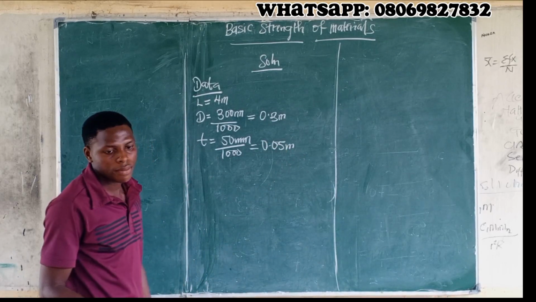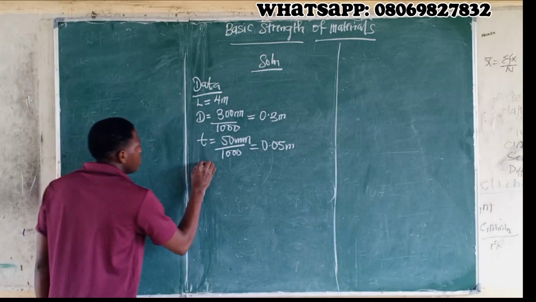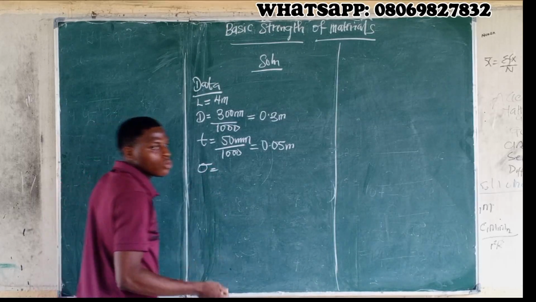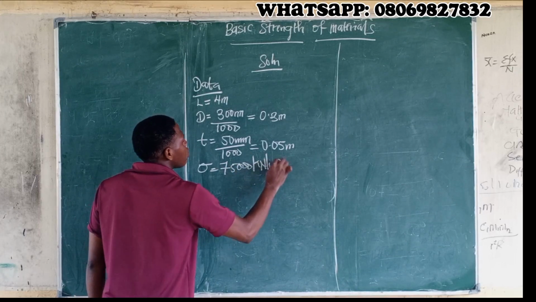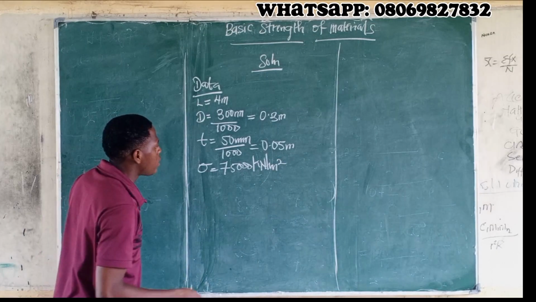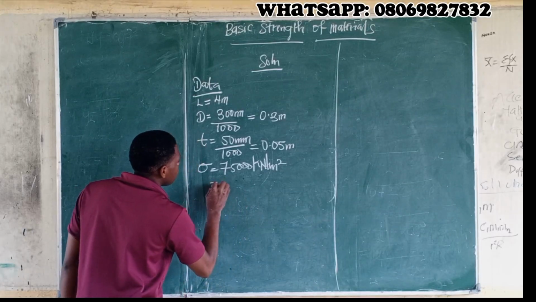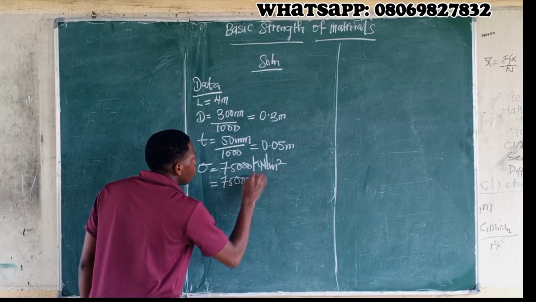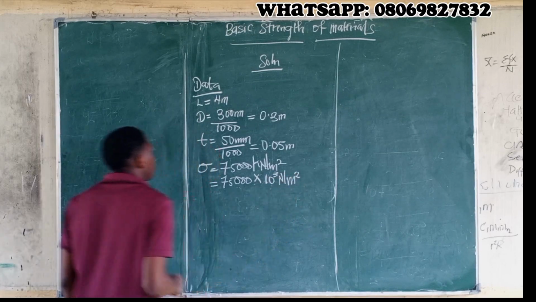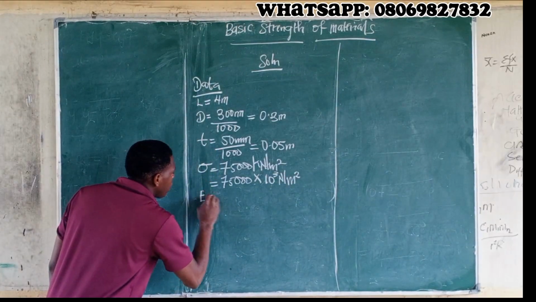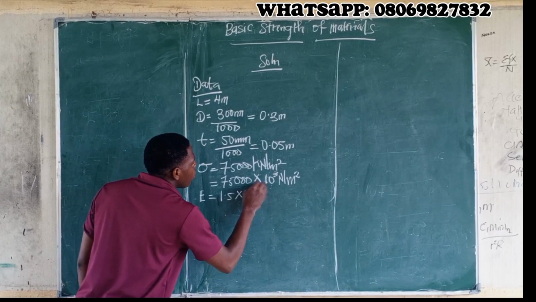What's the next thing? Stress produced. And we said stress is represented by sigma. And they said sigma is equal to 75,000 kilonewton per meter square. We convert this to Newton per meter square. So converting that, it will be 75000 multiplied by 10 raised to the power of 3 Newton per meter square. They gave us Young modulus, which is E. And they said E is equal to 1.5 times 10 raised to the power of 8.